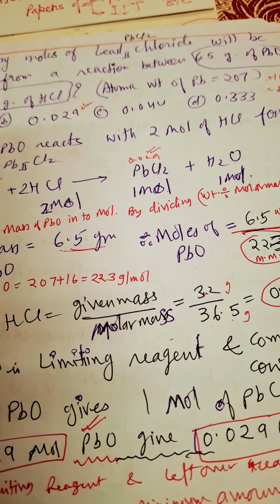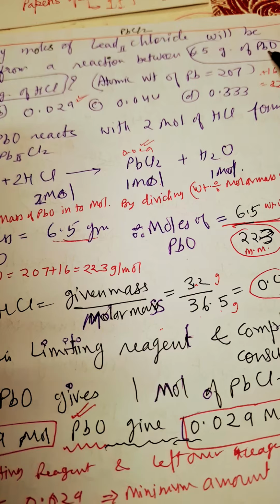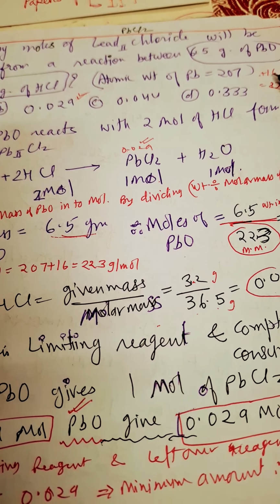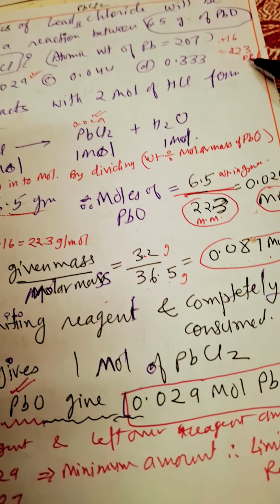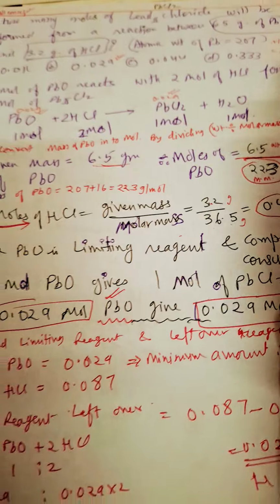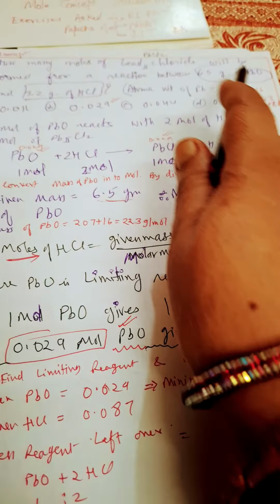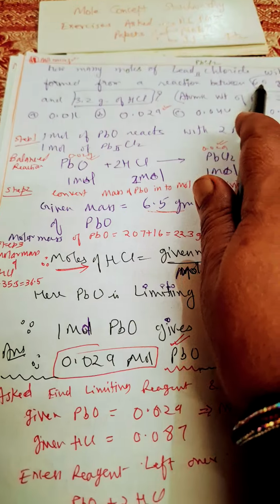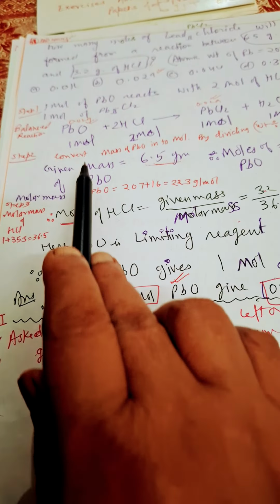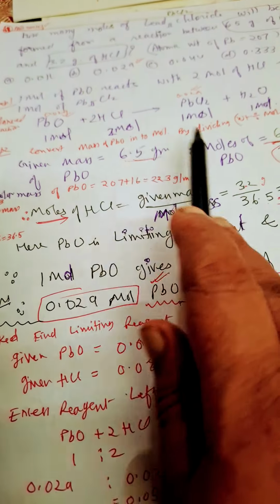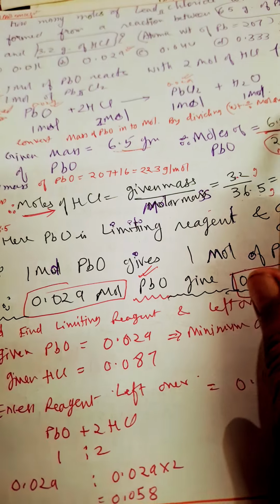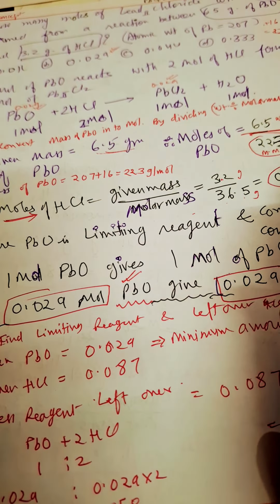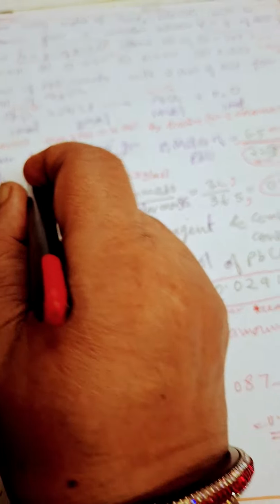So the molecular mass of PbO will be 207 plus 16, that is equal to 223, the molar mass of PbO. Why have I done this? Because we have to convert these grams into moles. 6.5 gram of PbO into moles. So we do this by dividing given mass by molar mass. The answer will be 0.029 mole of PbO.